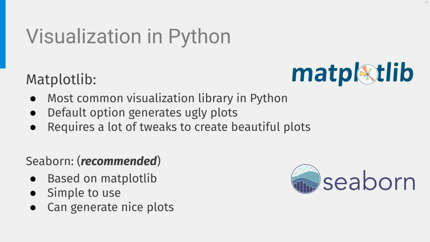When talking about statistical data visualization, there are 2 well-known libraries, Matplotlib and Seaborn. Matplotlib is a de facto visualization library in Python, but in my opinion, it generates ugly plots with default options. And it requires a lot of tweaks to create beautiful plots. The second one is Seaborn. It is based on Matplotlib. I think it is relatively simple to use and can generate nice plots with limited effort. That's what I will focus on in this lecture.